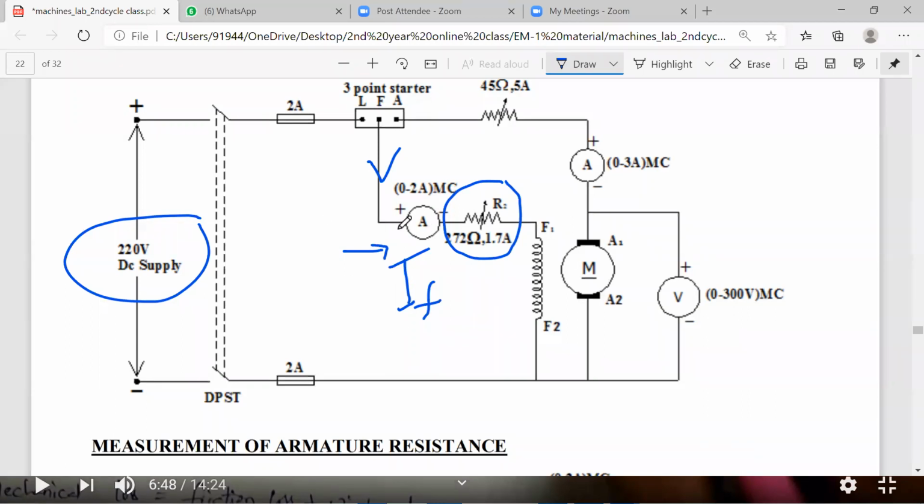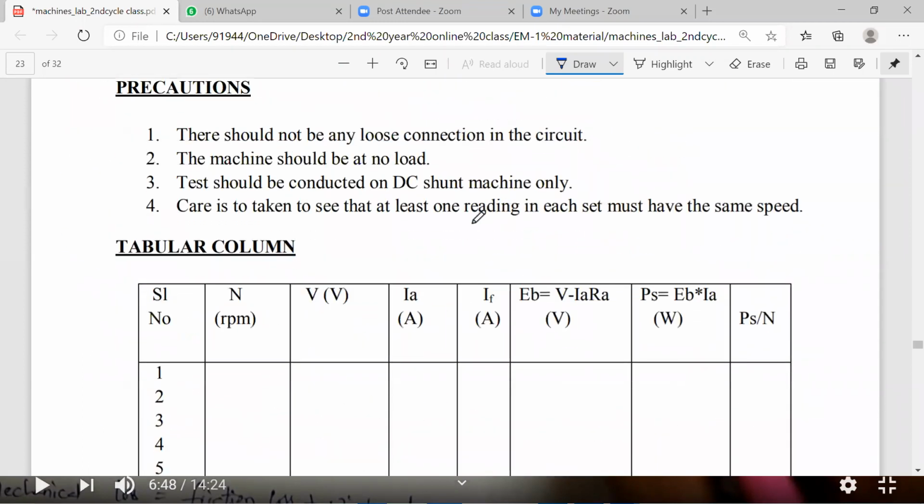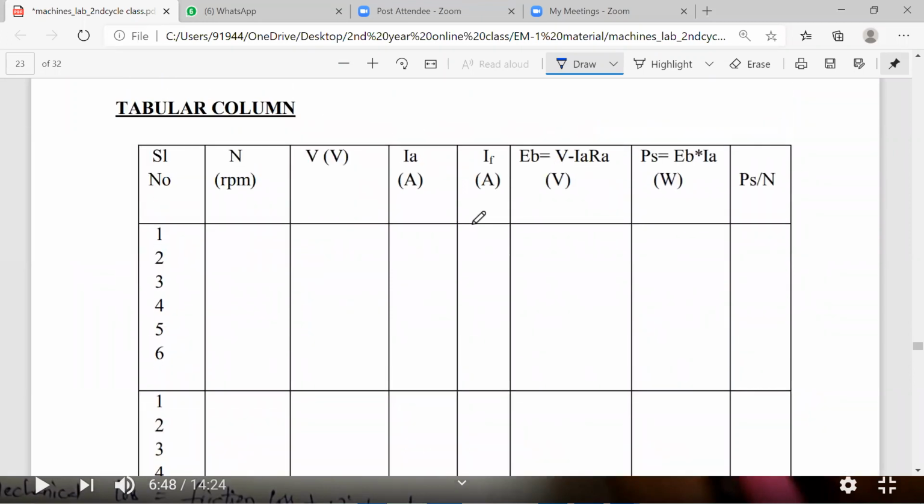That means the motor runs at some speed with the help of this field current. So here we have the voltmeter reading, armature current ammeter reading, field current ammeter reading, and the speed of the motor. The speed of the motor is measured with the help of a tachometer and then tabulated. So this is a tabular column.